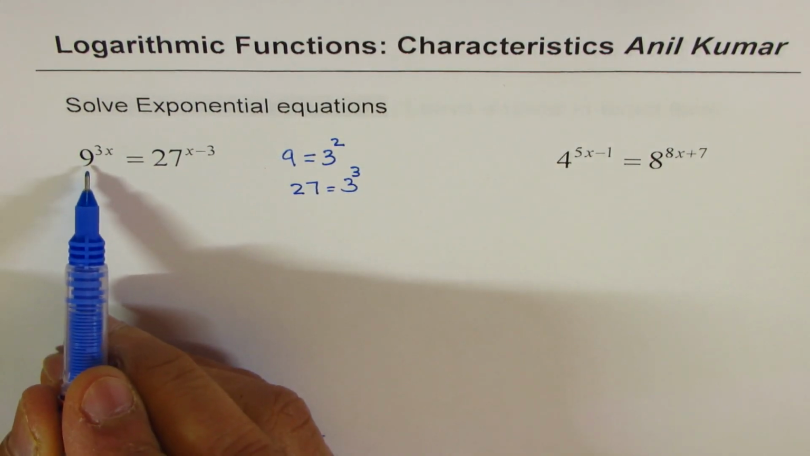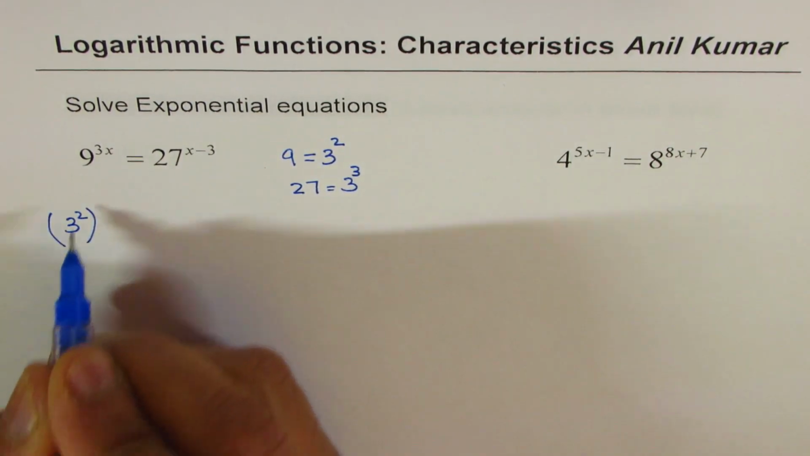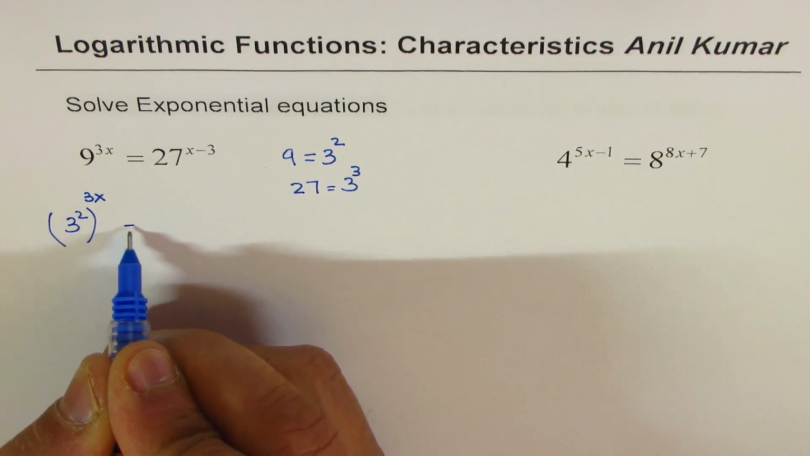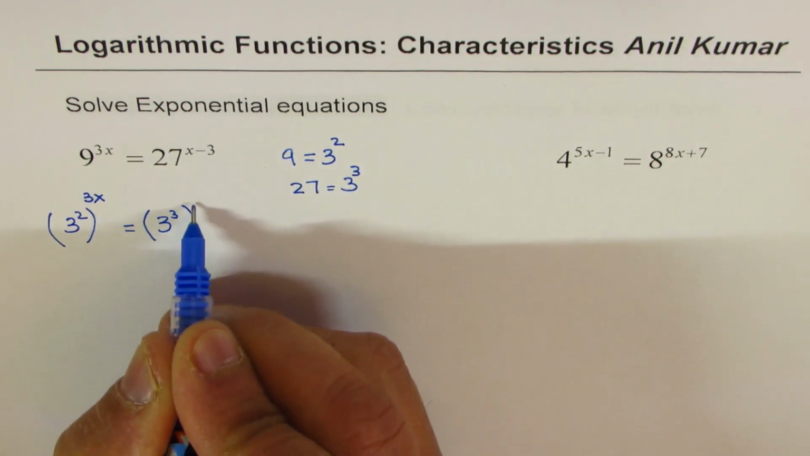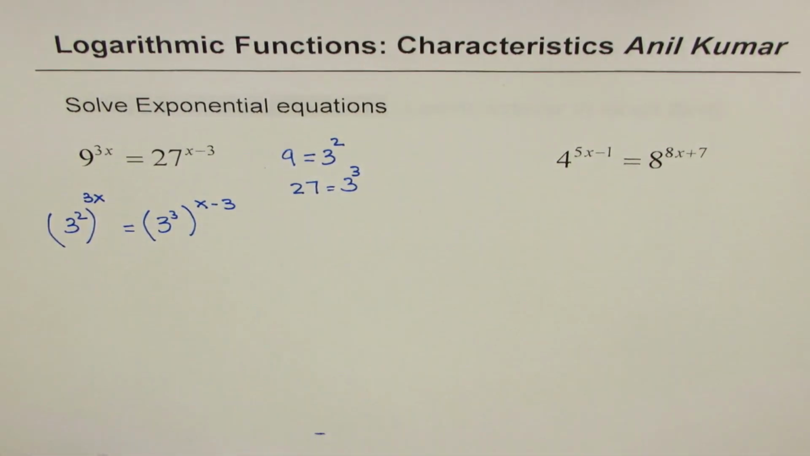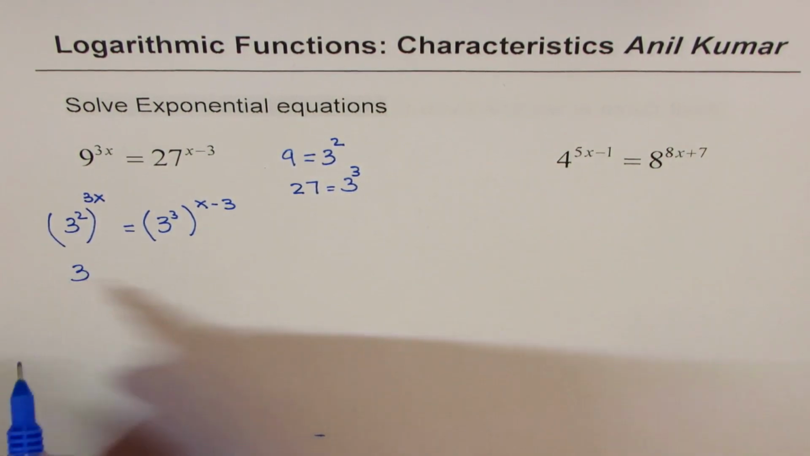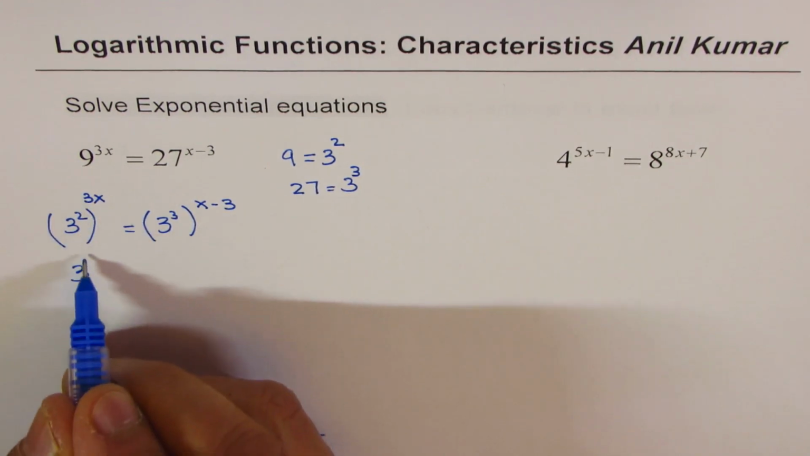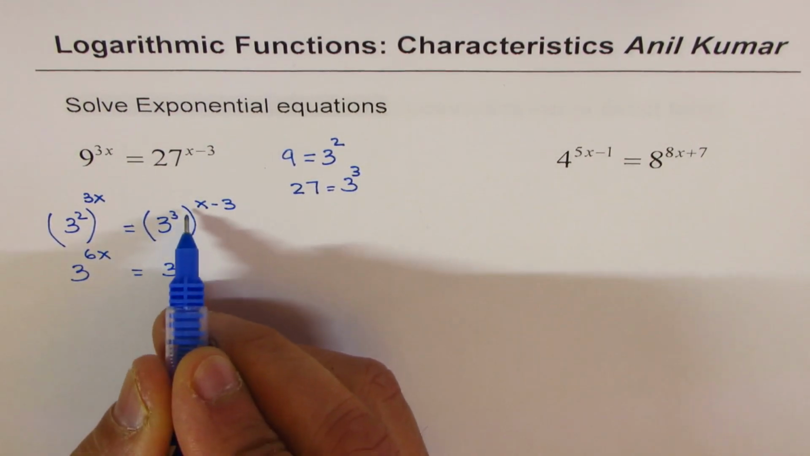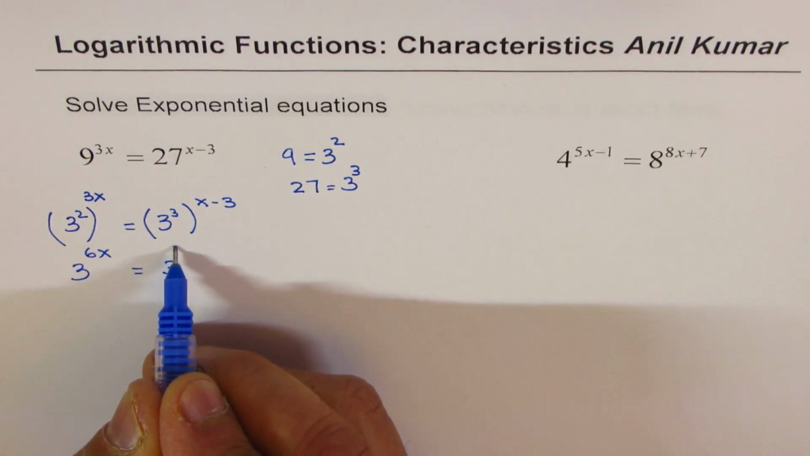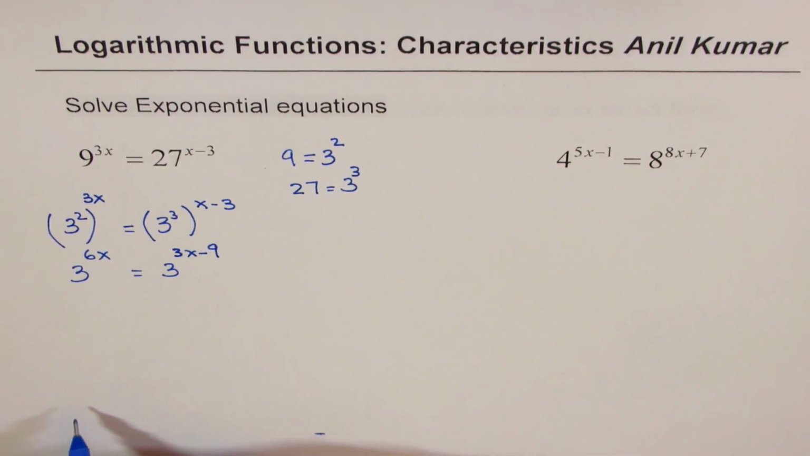So I'll replace left hand side 9 to the power of 3x as 3 squared to the power of 3x, and on the right side 27 as 3 cubed to the power of x minus 3. By doing so, we have made their bases as same. So now we can write left side as 3 to the power of 3 times 2, 6x, and on the right side we get 3 to the power of 3 times x times 3 times minus 3, which is minus 9, correct?